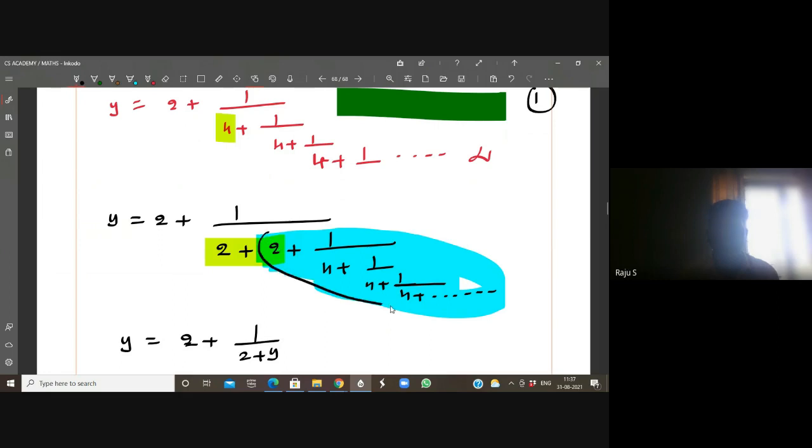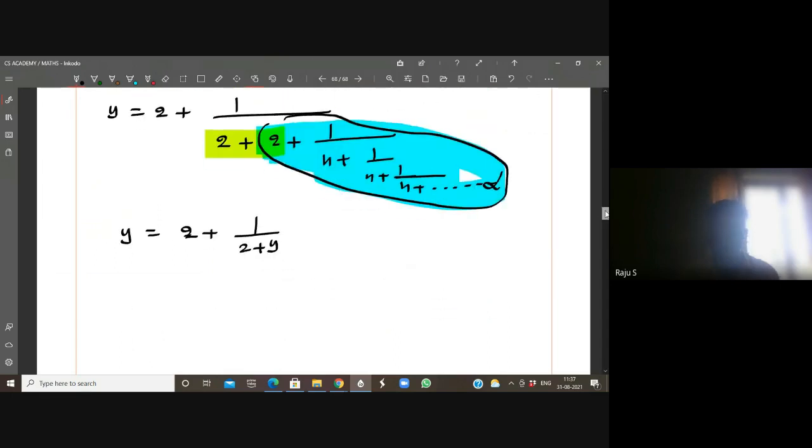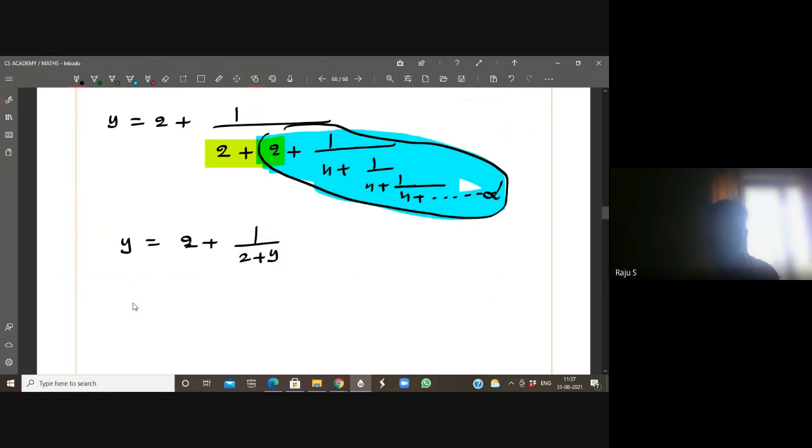This again, it is an infinite series. Then only we can write. If it is a finite series, you should not take it as y. Here I have written 2 plus 1 by that remaining value. It is an infinite series, so again, it will become y. When I substitute here, y minus 2 is equal to 1 by 2 plus y. When I cross multiply here, y minus 2 into y plus 2 is equal to 1.